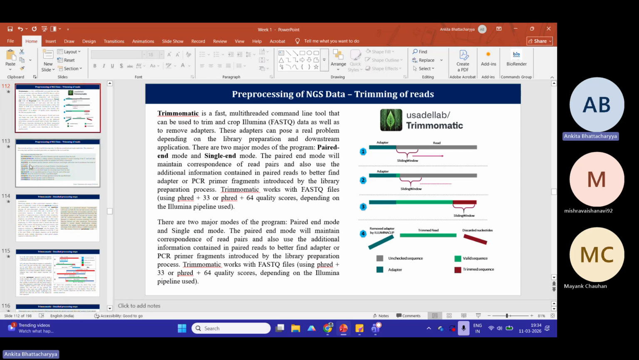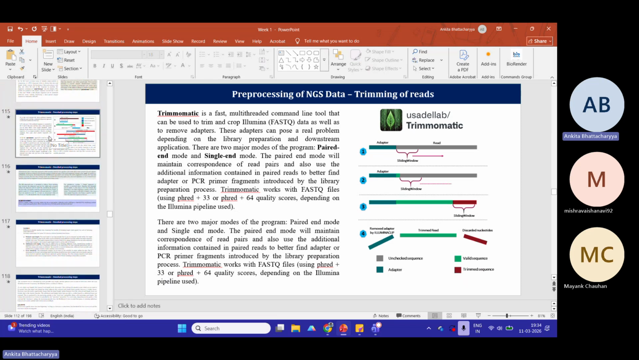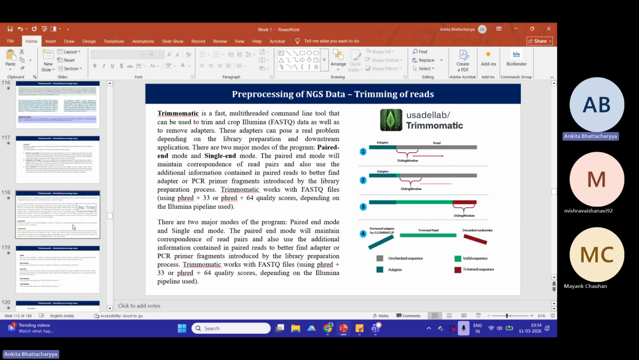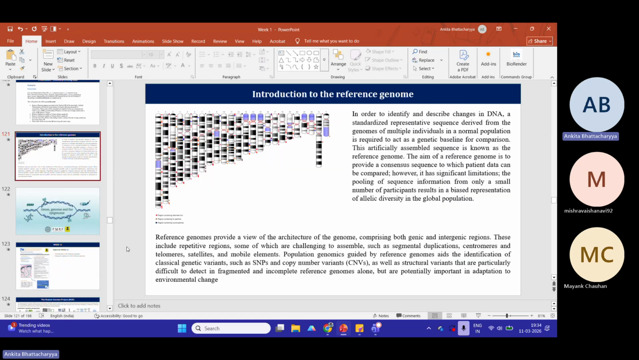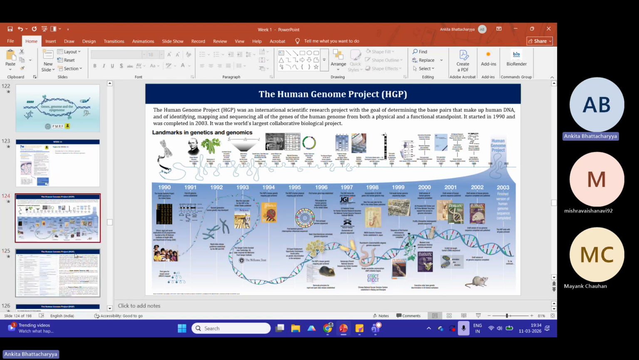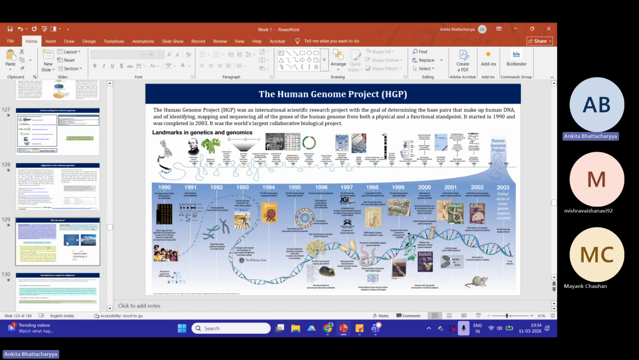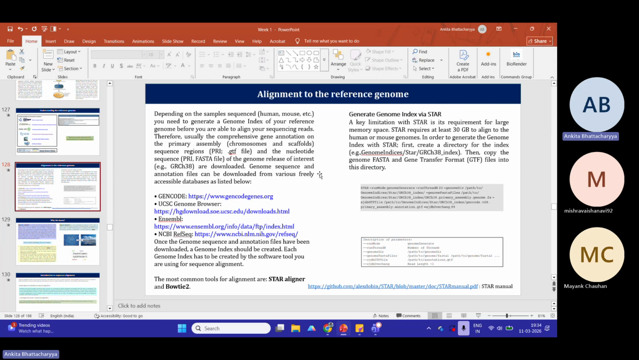Once that is done, the next part, I believe, is more complicated. So this is the Trimmomatic part. I had discussed it in detail back then. And after that, I introduced the reference genome, and we had a little bit of a discussion on the Human Genome Project and its relevance. And then we moved on to alignment. So maybe I'll elaborate a little bit more from this point onwards.